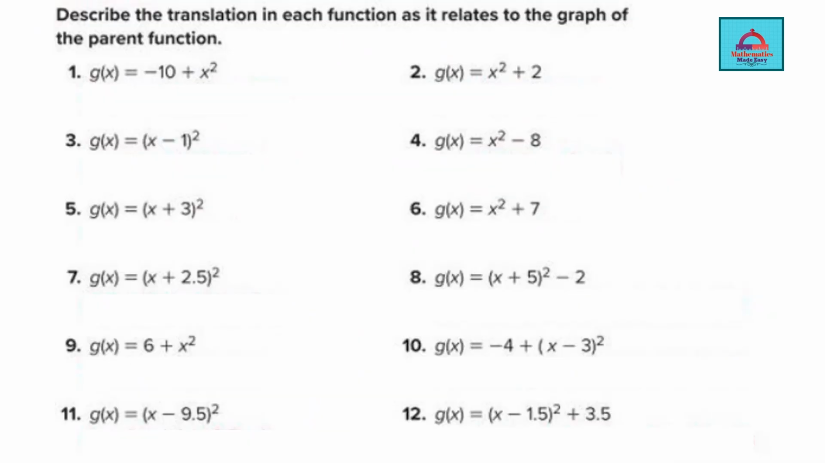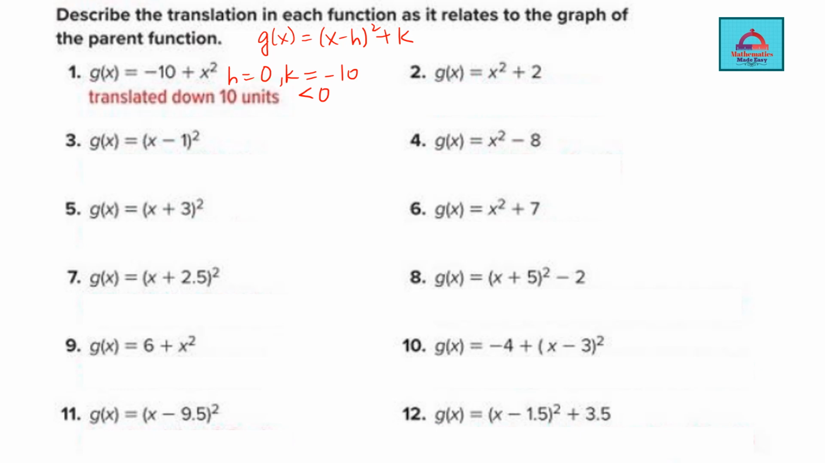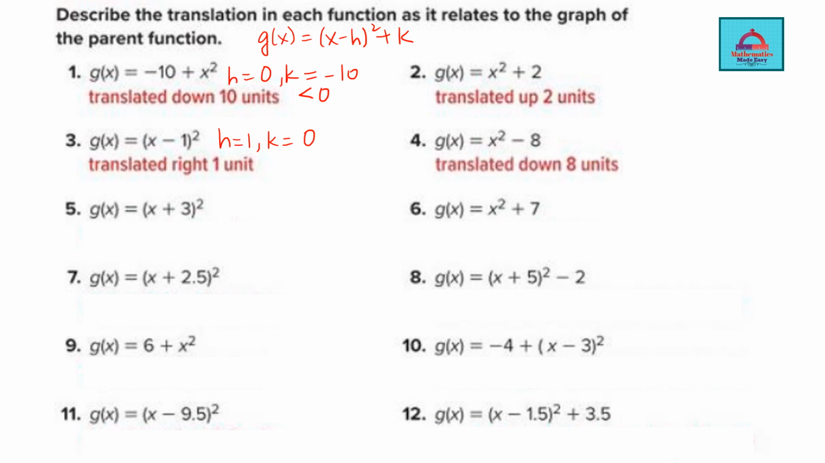So let's now solve these questions based on what you have learned in the last slide. We are comparing the given functions with (x minus h) whole square plus k, where h is horizontal translation, k is vertical. So here h is 0, k is negative 10. Less than 0 means it is going to go down by 10 units. Here h is 0 but k is positive, equal to 2, so it will go up. Next one, here h is equal to 1 whereas k is 0, so it will move right by 1 unit, and here it will go down by 8 units.